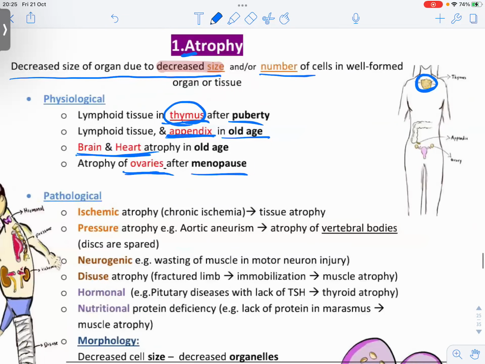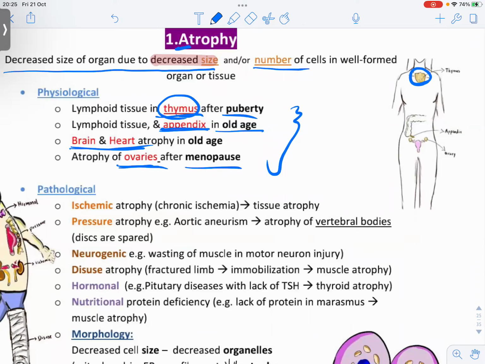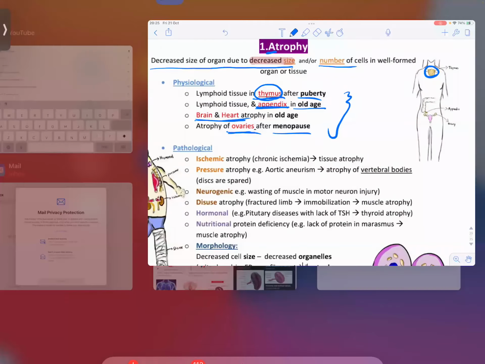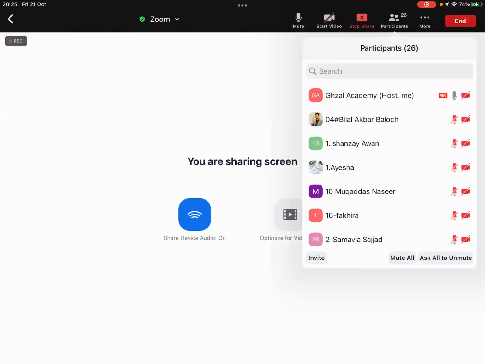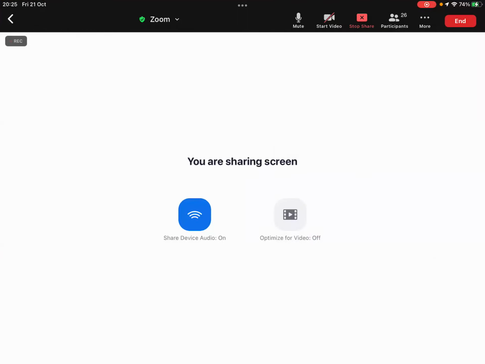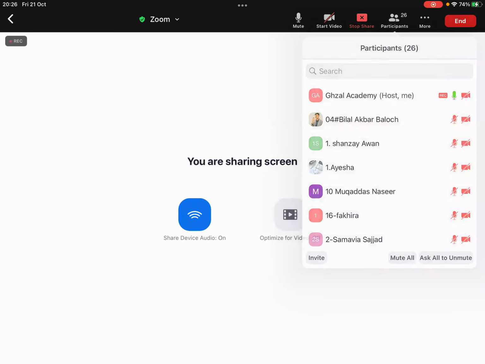If I ask you, what is the common thing between all of these examples? What do you think? What's the common thing? Yeah, age factor, excellent. It's all related to age. All the examples start to be atrophied after a specific age. For example, the thymus after puberty, the ovary after menopause, the heart and brain in old age, the appendix in old age. So they are all related to age.